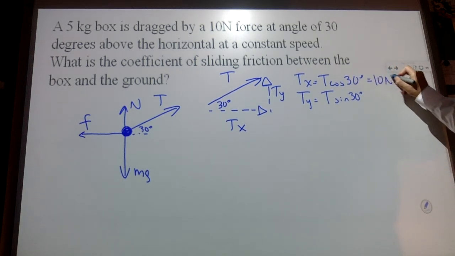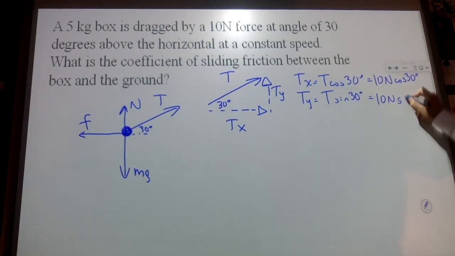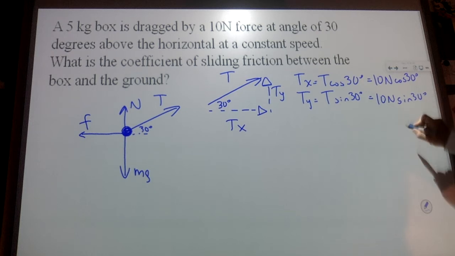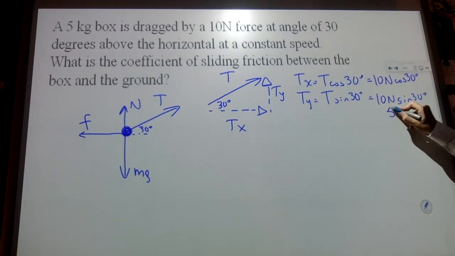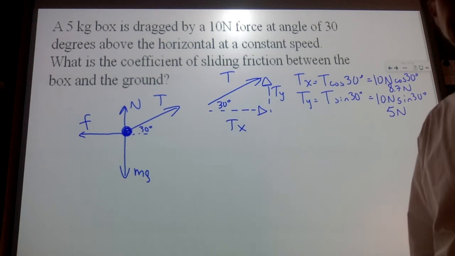And so I can put in my values. And so 10 sine 30 is 5, 10 cosine 30 is 8.7. All right, so I need friction and normal to get what our mu is.